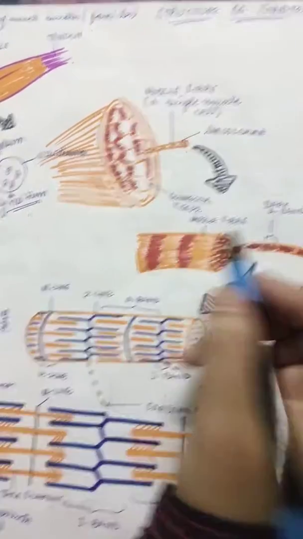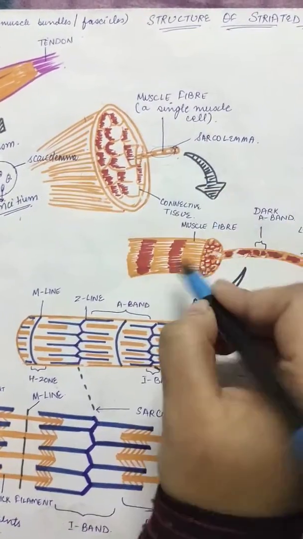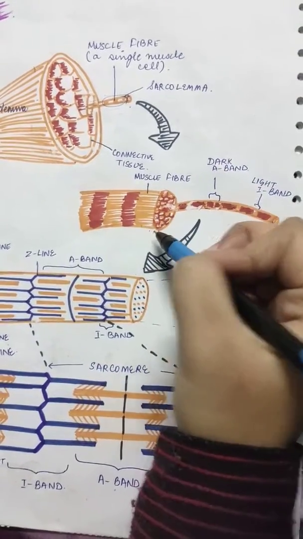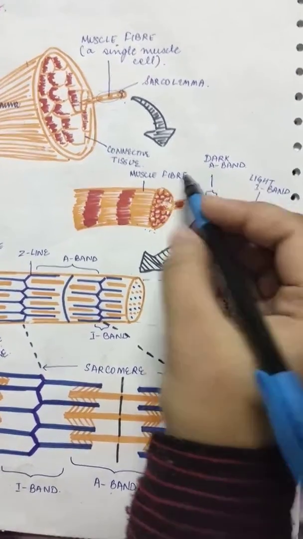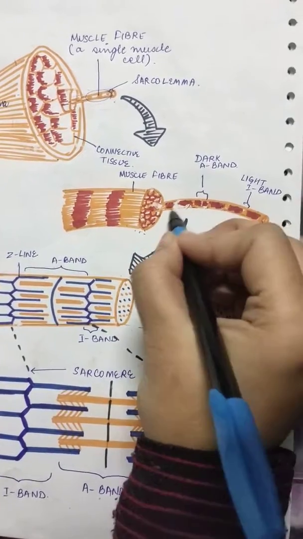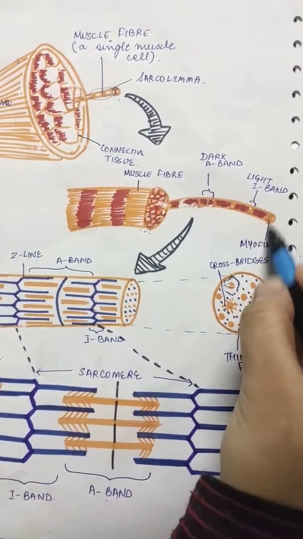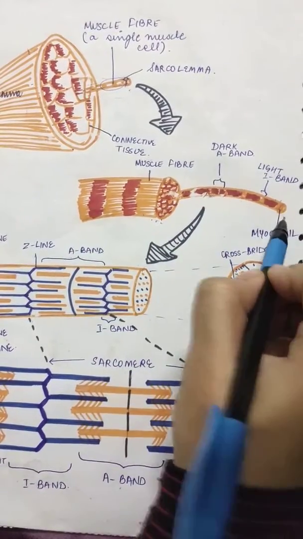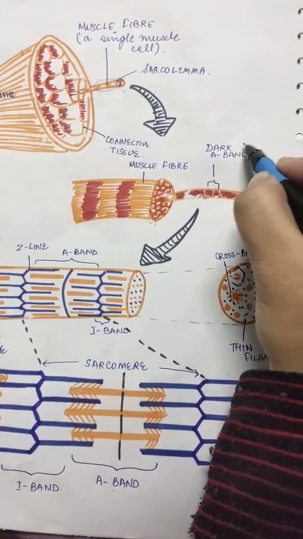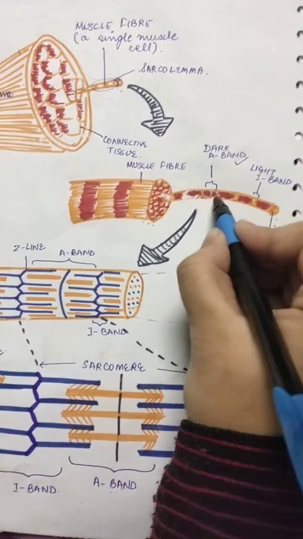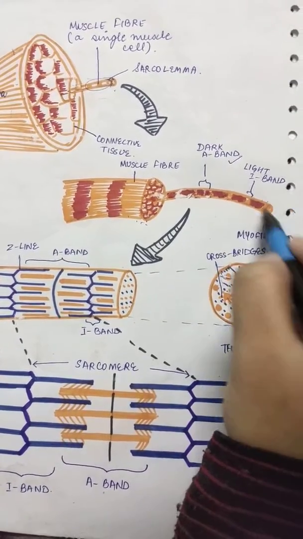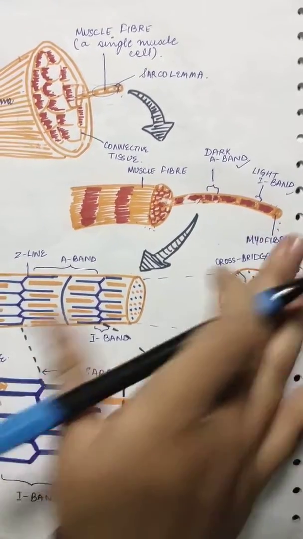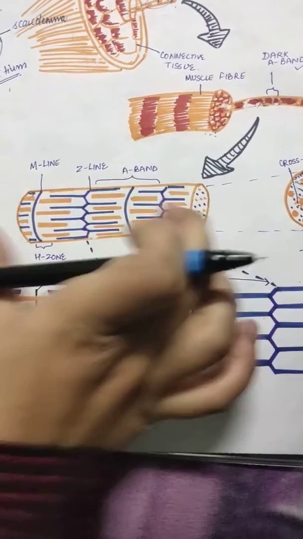Now if we look at this muscle fiber, it contains a number of myofilaments or myofibrils. This is the myofibril. The muscle fiber contains various numbers of myofibrils. Each myofibril contains dark bands that are known as A bands. These red color patches are known as dark bands, and the light color bands are known as light I bands. So now this is the myofibril.